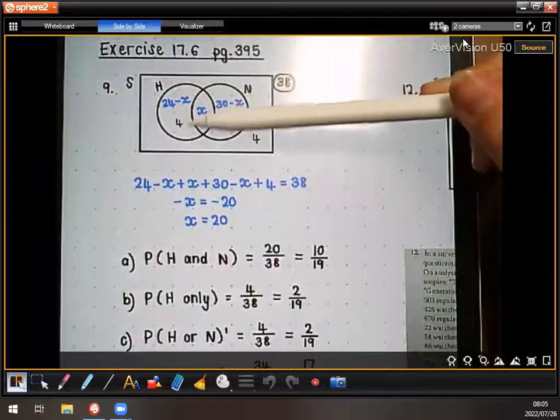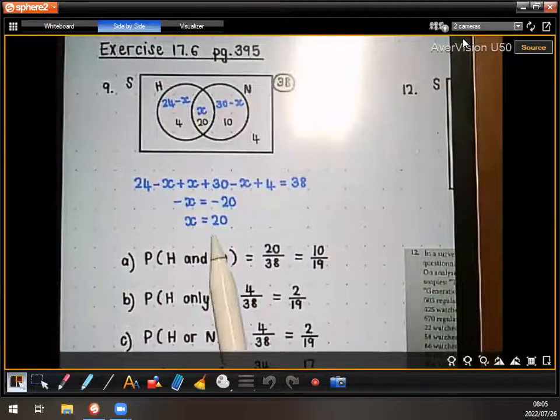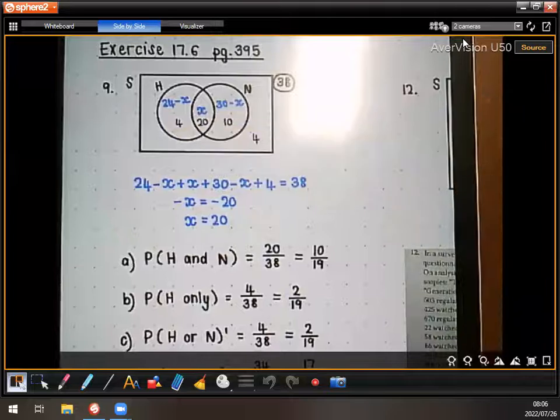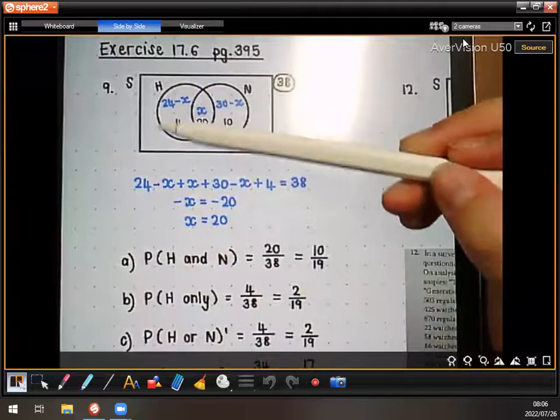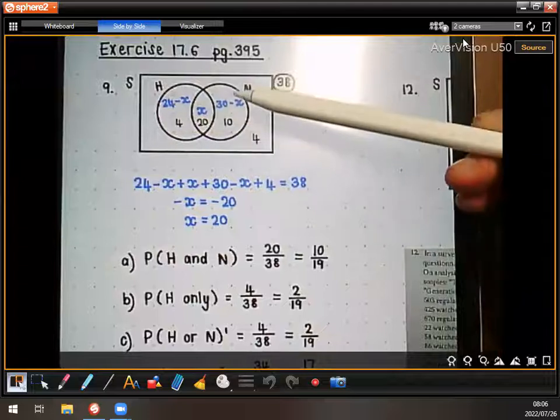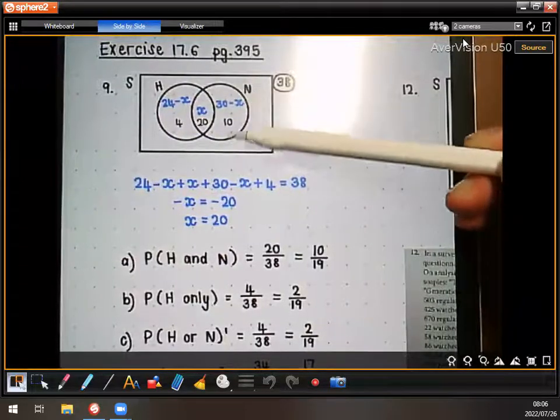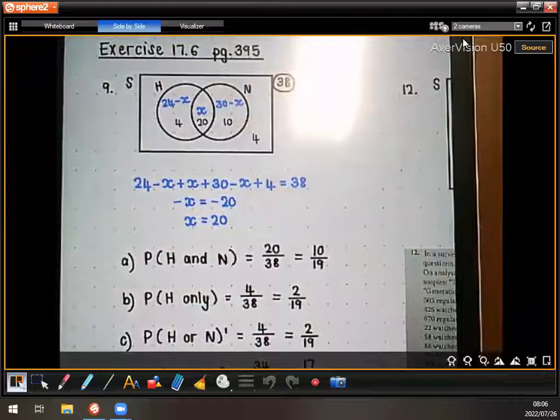4. Alright, so if they're asking for hockey only, which is actually the question in B, you're going to look for the girls that are in the hockey circle, but not the netball circle as well. So this section here is hockey only. This section, the 10 over here, is netball only. Okay, they didn't ask that, but if they did, that's where you would look.